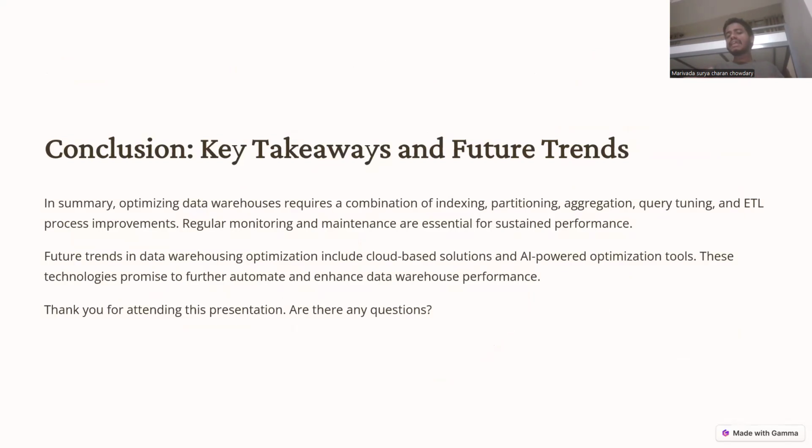Now, what are the key takeaways and future trends? In summary, optimizing data warehousing requires a combination of indexing, partitioning, aggregation, query tuning, and ETL process improvements. Regular monitoring and maintenance are essential for sustained performance. We observed several optimization techniques such as indexing, partitioning, aggregation, query tuning, and ETL process improvements. So these all we have observed.